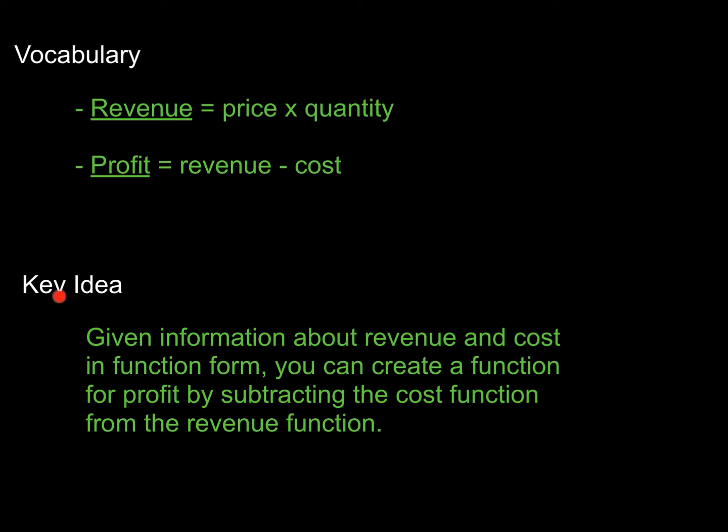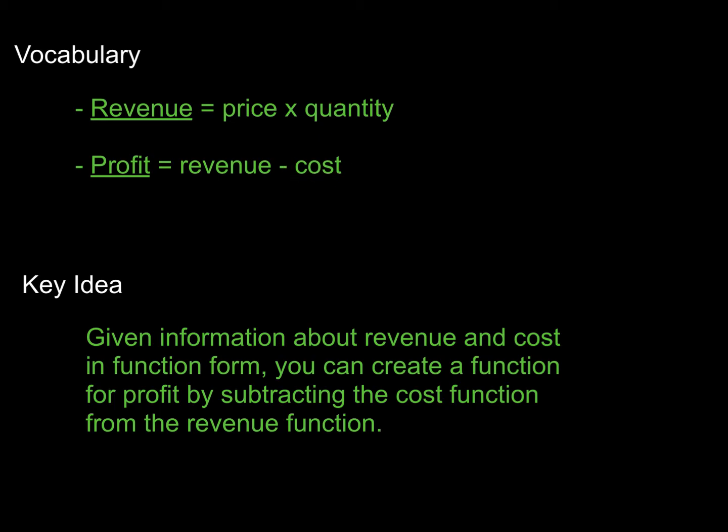So the key idea that we have here is that given information about the revenue, how much you make, and the cost, how much you spend, in function form, so in other words, some sort of function, we can create a new function for the profit by subtracting the cost from the revenue, as we see up here. Okay? And the important thing to note is that revenue is price times the quantity.